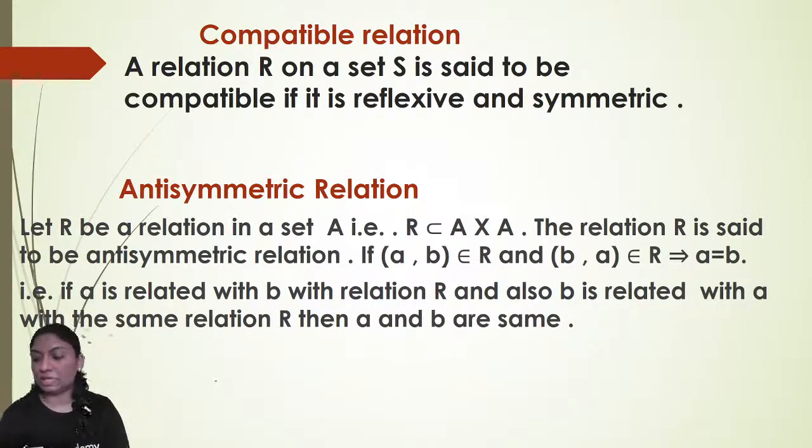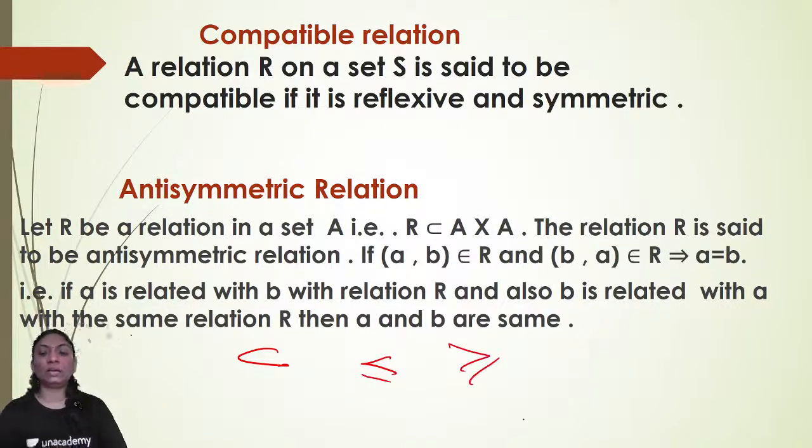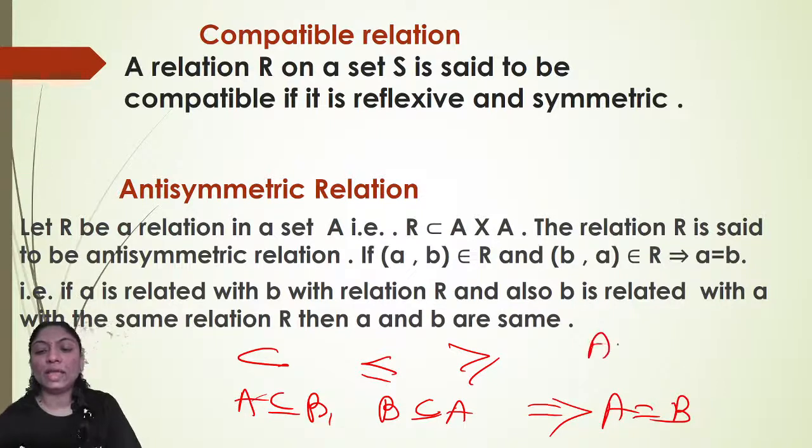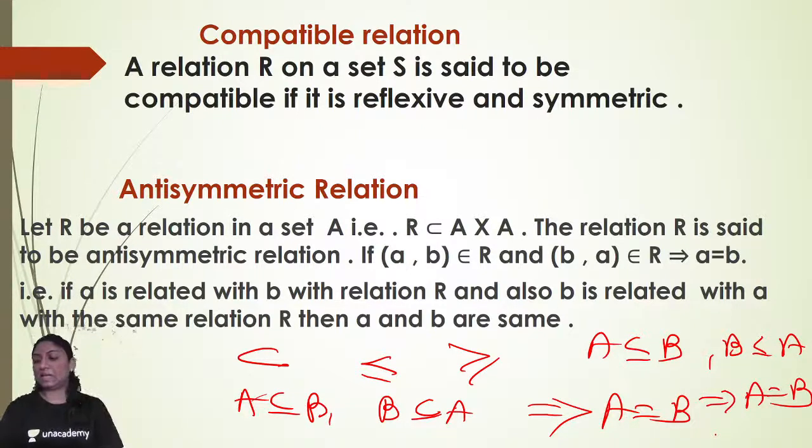It means subset, less than or equal to, and greater than or equal to are anti-symmetric relations. For if A is a subset of B and B is a subset of A, then A is equal to B. Or A is less than or equal to B and B is less than or equal to A, which implies A is equal to B. So less than or equal to, greater than or equal to, and subsets are anti-symmetric relations.